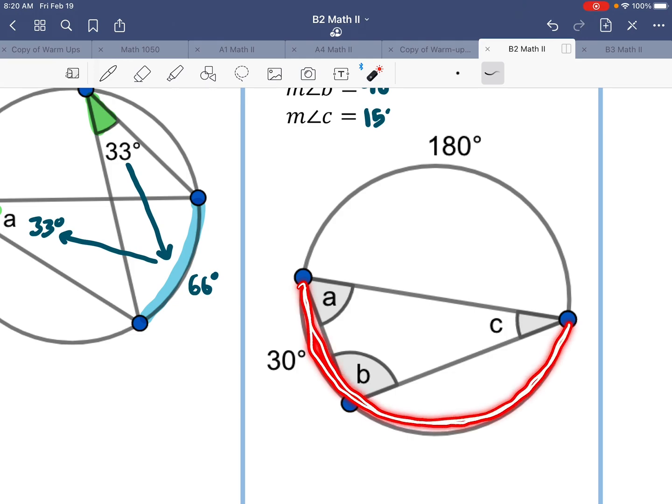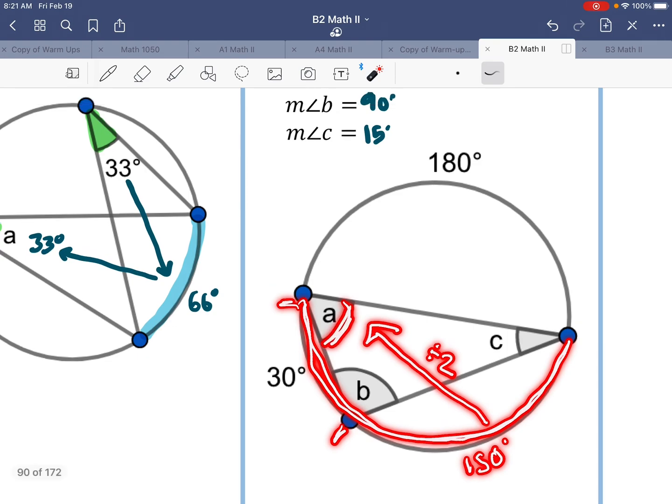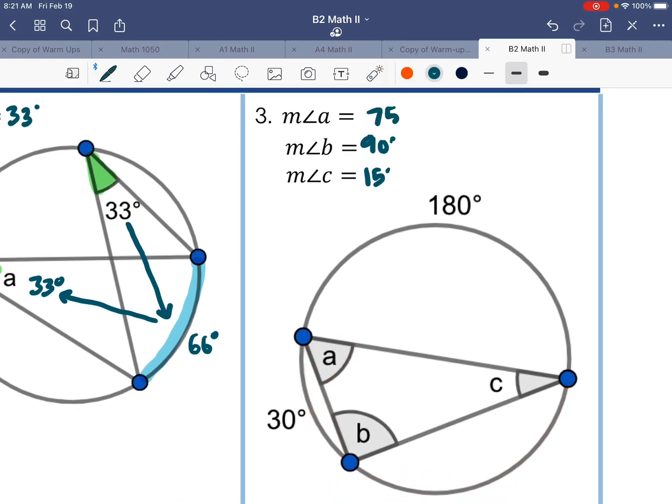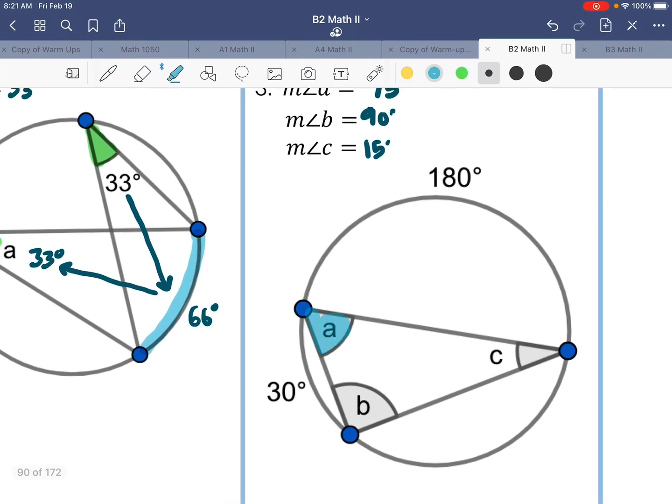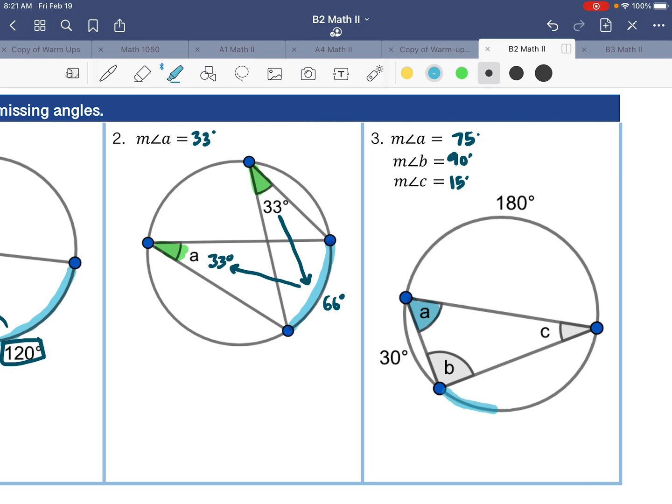This is 180 degrees, and I've already used 30 of those 180 degrees, which means this should be 150. And then dividing that by 2 gives us angle A, and that is 75 degrees. You would get the same degree measure if you subtracted the two angles we already had from 180, because conveniently math does that. We love that about math. So those angles are related to those arcs in that way.